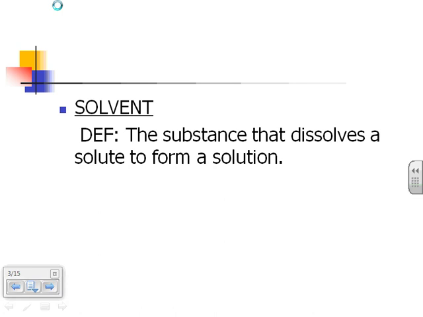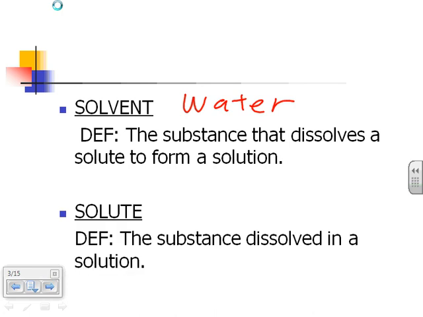I like to use the example of Kool-Aid. When you make Kool-Aid, you have some water, you add some sugar to it, you add the flavor packet. In this case, the solvent would be water when you're making Kool-Aid, because that's what dissolves everything else. A solute is a substance that is dissolved. And again, in the case of Kool-Aid, this would be your sugar and your flavor. So those are the two things that are dissolved. Those are the two solutes.